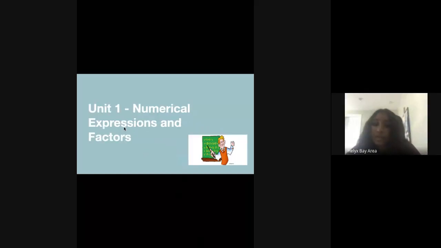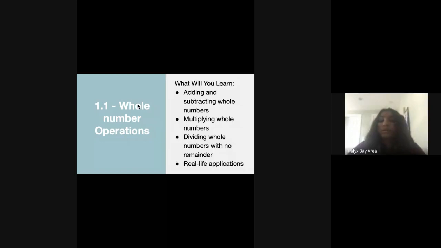So our first unit is going to be numerical expressions and factors. What you'll learn in our first section of this chapter is adding and subtracting whole numbers, multiplying whole numbers, dividing whole numbers but with no remainders. And with every section, you'll be learning some real life applications about how you would use this type of math in real life.